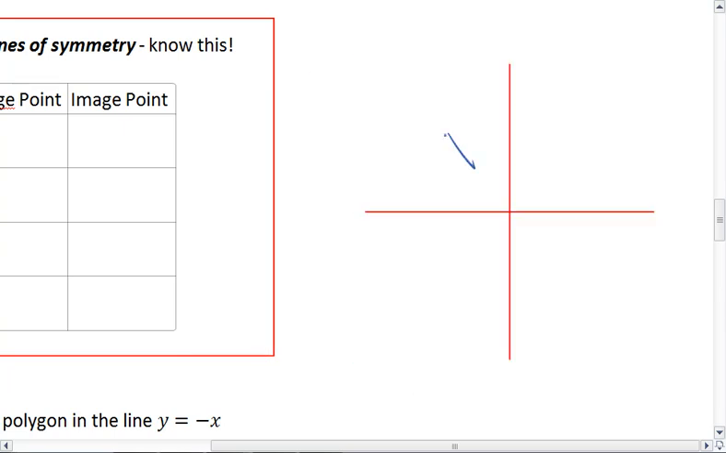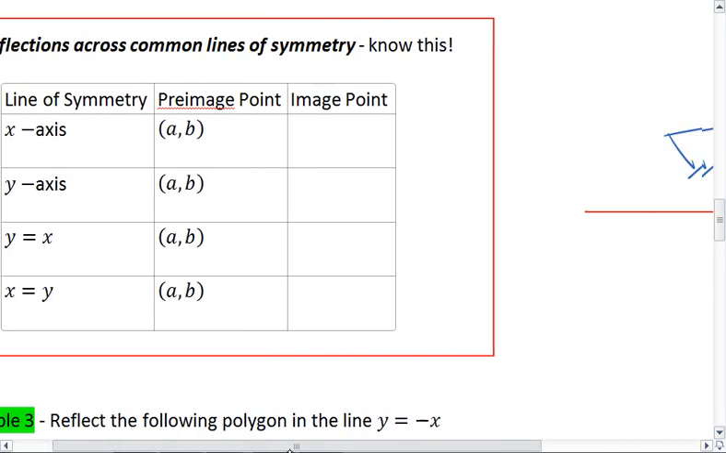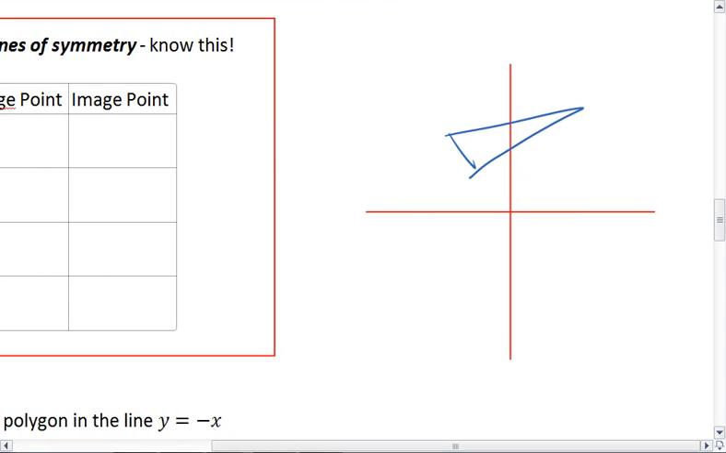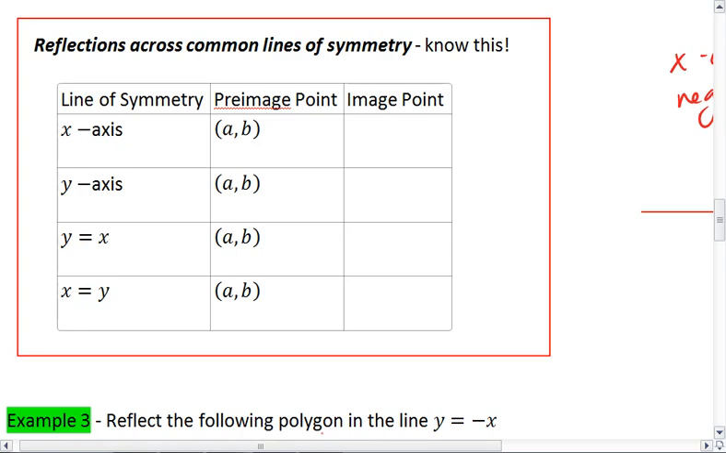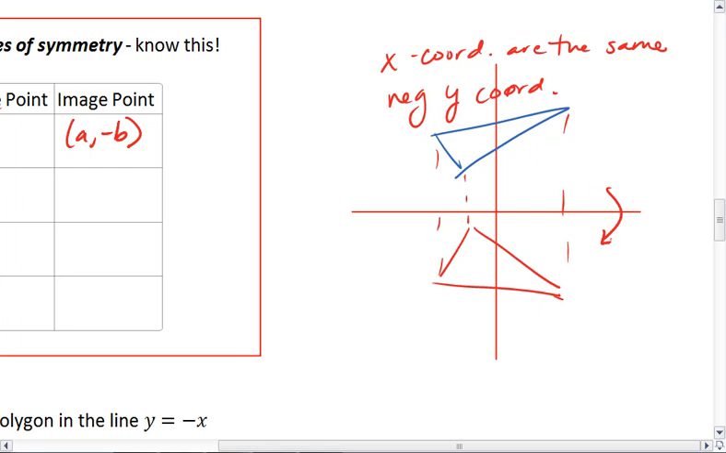If we have a shape and we're reflecting across, let's look at the x-axis first. So our reflection is going down here. What happens is all of our x coordinates stay the same, but our y coordinates change sign, so we use negative y coordinates. This means that if our original point is A, B, then the image point is A, negative B. And that reflects us across the x-axis.